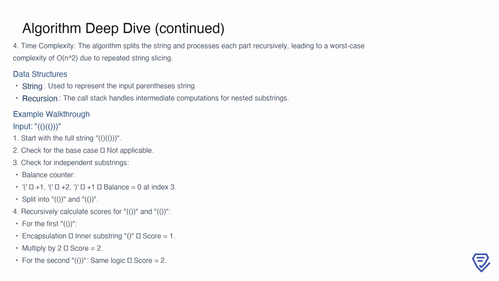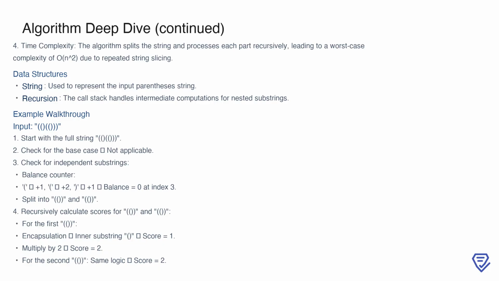Using the balance counter, we find the first valid split occurs at index 3, dividing the string into two substrings. Next, we handle each substring recursively. For the first, it's recognized as an encapsulation case with an inner substring, which has a score of 1. Doubling this gives a score of 2.